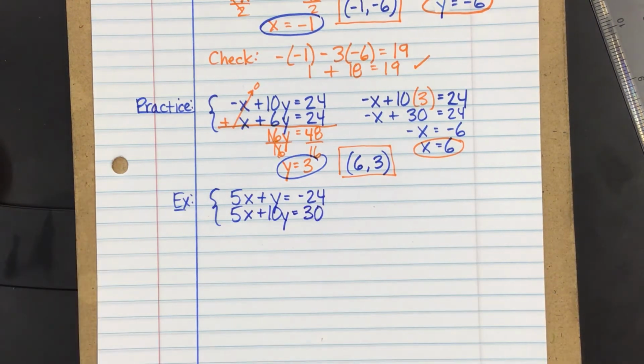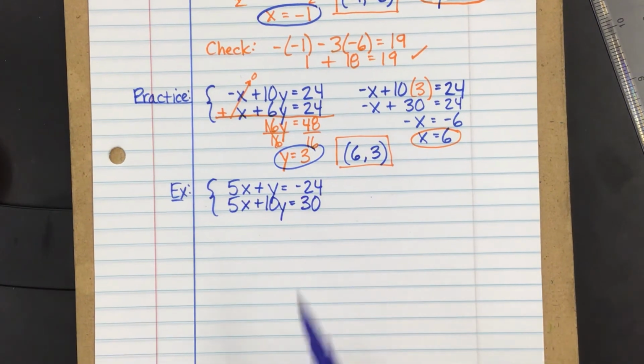Okay, with this one, both of the 5x's are positive. So there are two strategies that you can use here. One strategy is just pick one of the equations, multiply the whole thing by -1. So if I do that for the first equation, this would be -5x minus y equals positive 24. And when you do that, then you can add your two equations. The 5x's will cross themselves out, and you can move on.